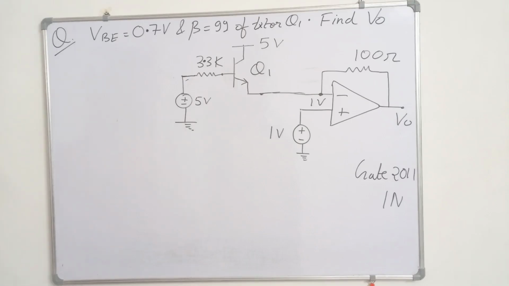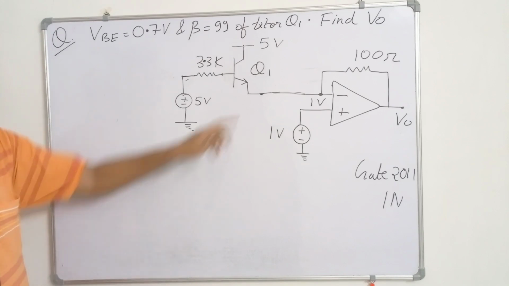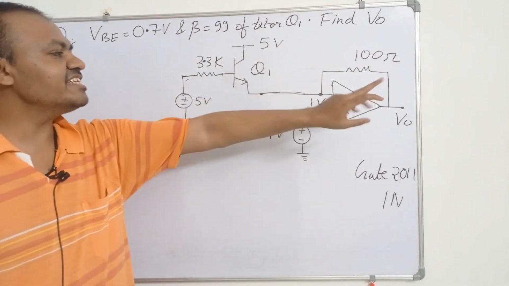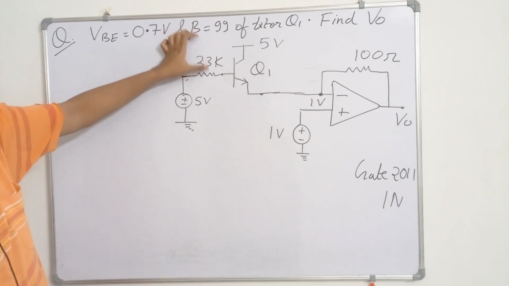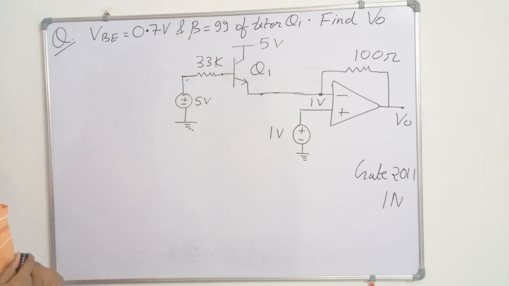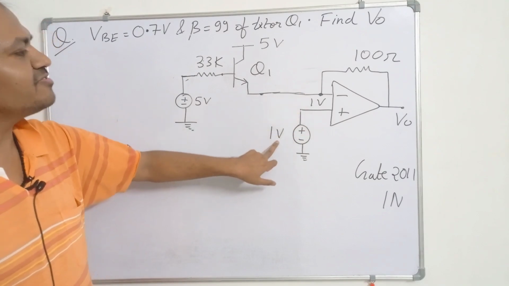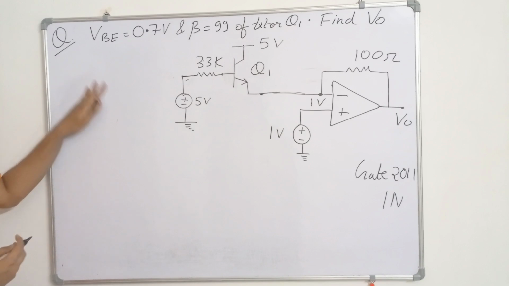So we are solving a question from GATE 2011 instrumentation branch. In this question we are given a transistor and an op amp. We are given that the base to emitter voltage of the transistor is 0.7 volt. This resistance is 33 kilo ohm, beta is 99, and this voltage is 1 volt. So this voltage will also be 1 volt by the virtual ground concept.